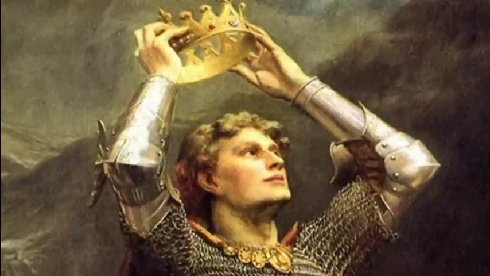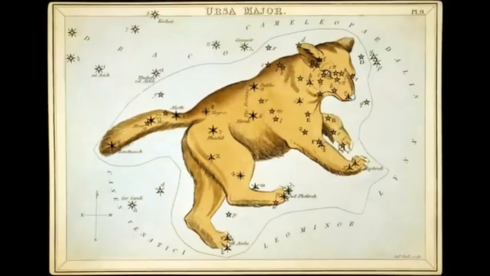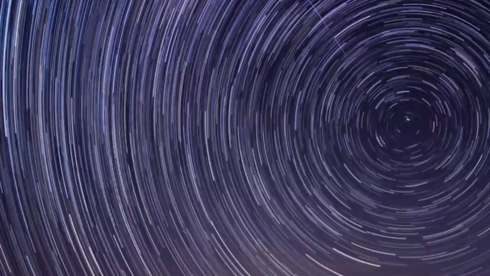Through Celtic mythology, King Arthur became associated with the northern constellation, the Great Bear, otherwise known as Ursa Major. By Sir Walter Scott's day, King Arthur had become firmly associated with the Pole Star, or Polaris.